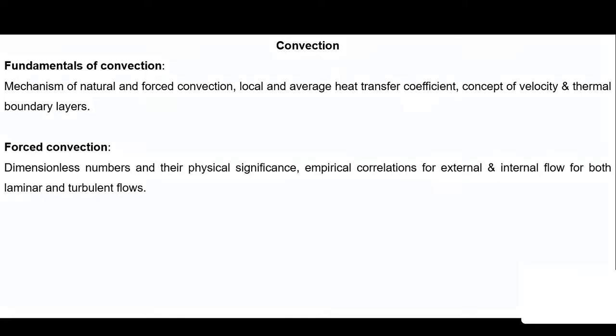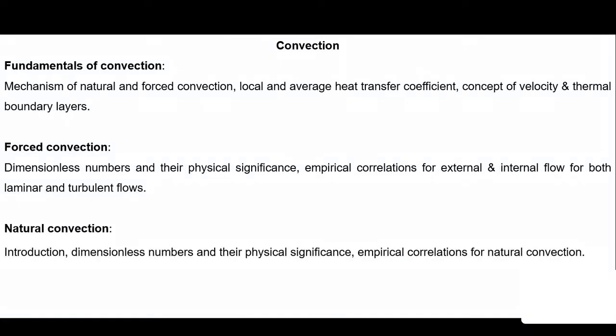Then we are going to talk about the first type of convection, called forced convection, with the help of, as I told you already, dimensionless numbers, their physical significance, and the empirical correlations which are required for finding the heat transfer coefficient in forced convection for different conditions like external forced convection and internal forced convection, for both laminar as well as turbulent fluids.